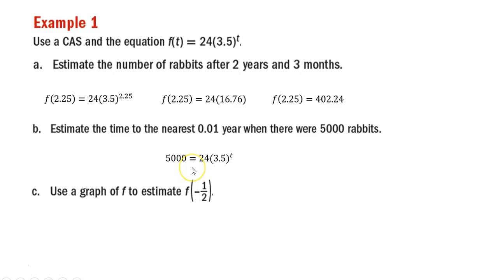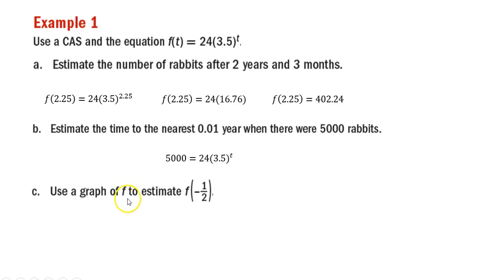This doesn't look like a solvable equation based on the information that we know about algebra at the moment. And this is where the CAS would come into play, because we could plug this into the CAS and tell it to solve this equation for t. We're not going to do that. We don't have the tools at the moment to solve this equation. So I'm not sure exactly what the nearest hundredth of a year is when there will be 5,000 rabbits. We could graph it and maybe figure it out, but that's not really rounding to the nearest hundredth of a year. So we're just going to leave this as is for the time being.